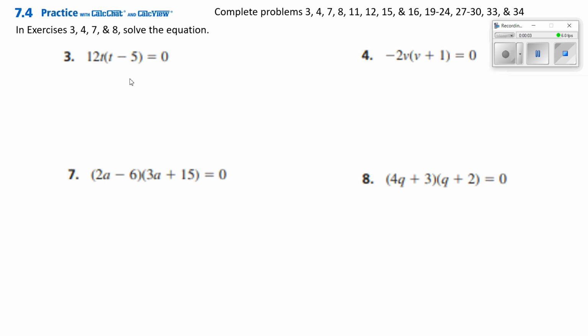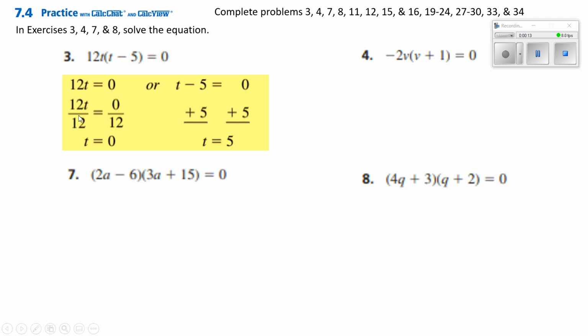We're solving the equations. I know this one's going to be 0 and positive 5 because when I separate these, 12t has to equal 0 and t minus 5 will equal 0. When I do that, I know I have to divide by 12 on both sides to isolate my variable. That leaves me 0. And I have to find the opposite of negative 5 to bring over to isolate my t, which is going to give me a positive 5. Number 7, 4 is yours to do.